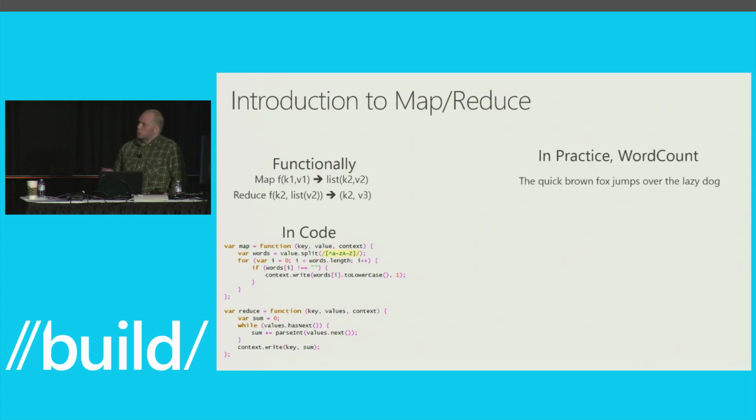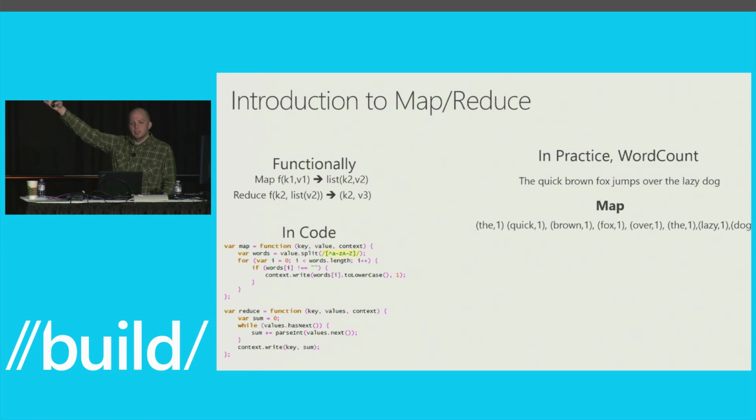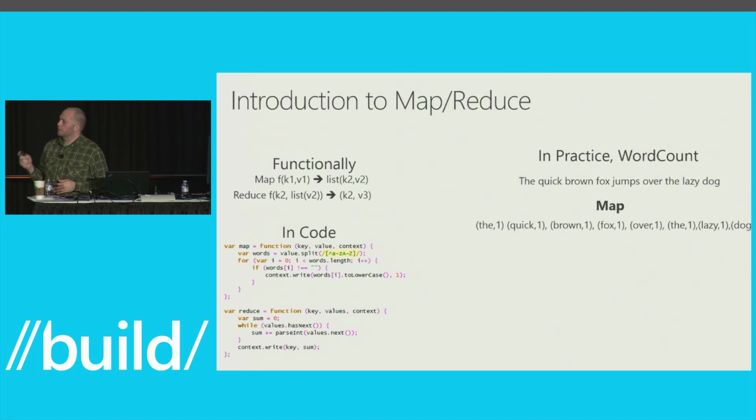And word count is the hello world of Hadoop. I'm going to use the power of the 100 nodes I just created to count all of the words in the quick brown fox jumps over the lazy dog. And so what I do is I process that line. In the map phase, I split that line and I emit keys and values. The keys are the words because I'm interested in counting those. The value is simply 1 because all I need to do is sum those up.